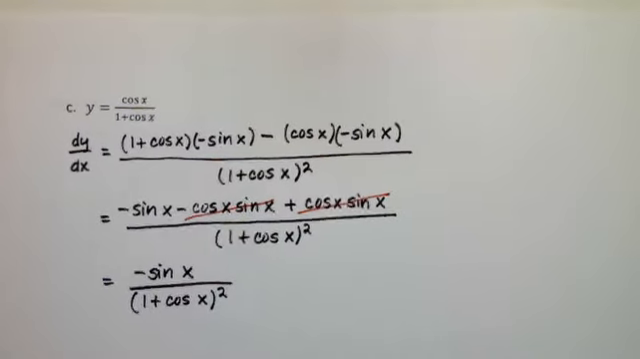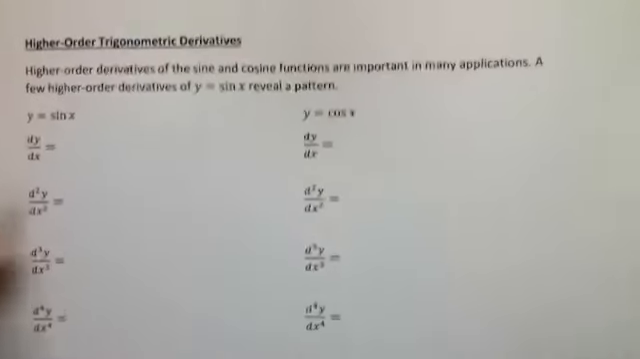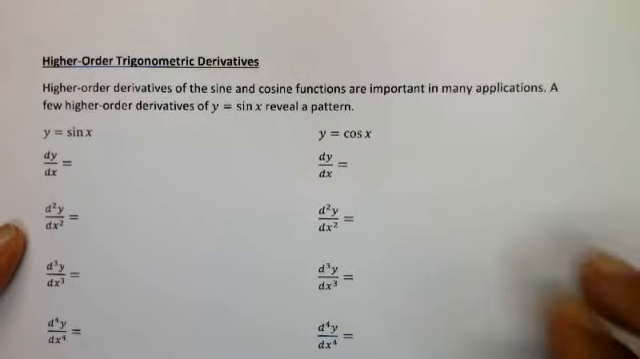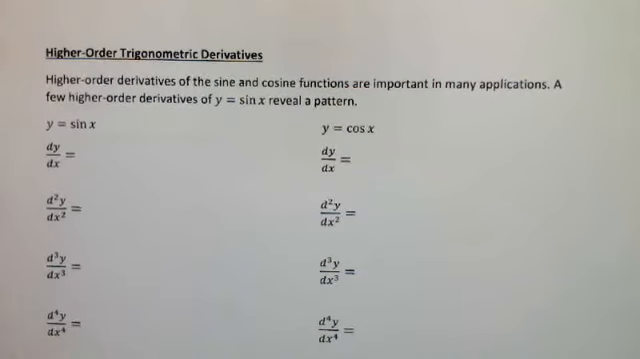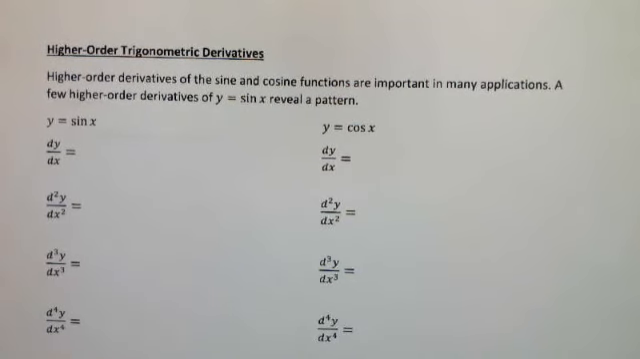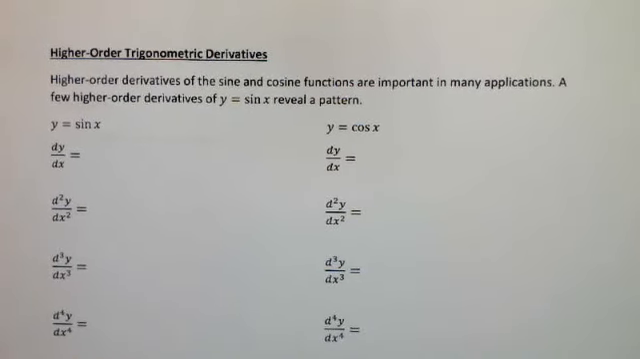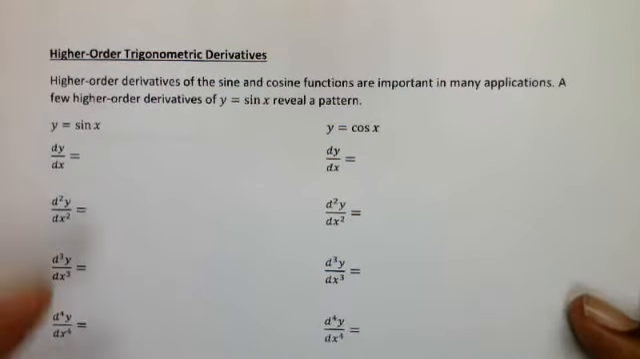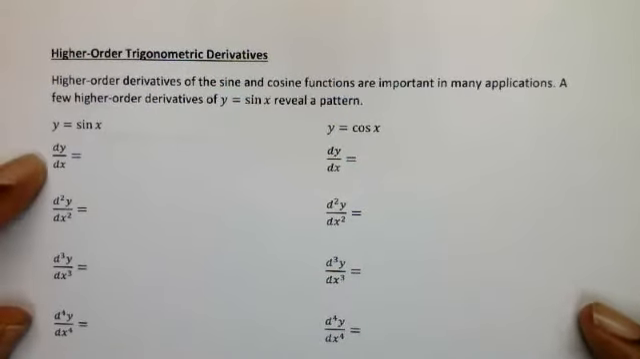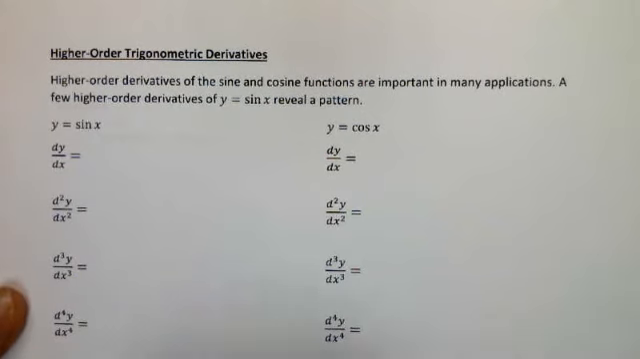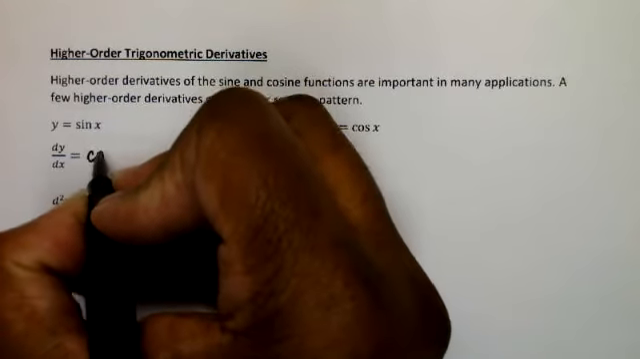All right, next we'll look at higher order trigonometric derivatives. Higher order derivatives of the sine and cosine functions are important in many applications. A few higher order derivatives of y equals sine of x reveal a pattern. Let's start with y equals sine of x. If we take the first derivative of y, which is equal to sine of x, the derivative of sine of x, of course, is the cosine of x.